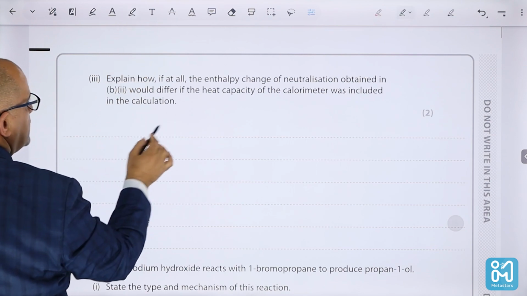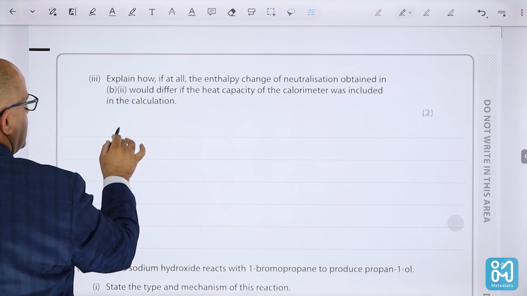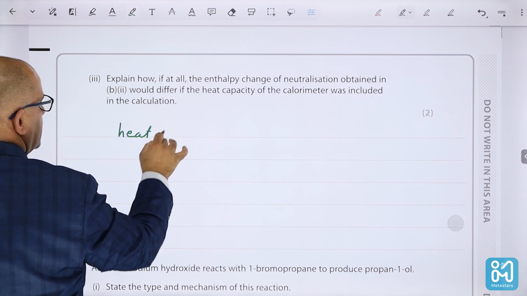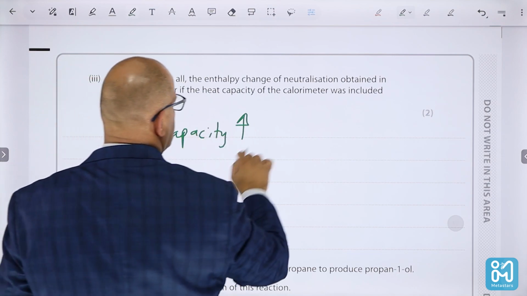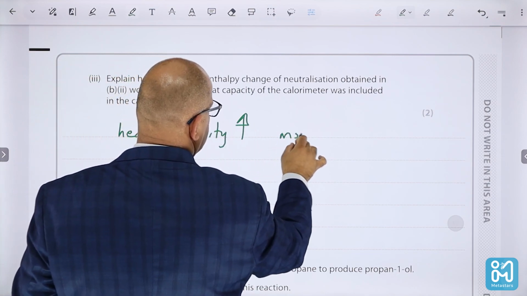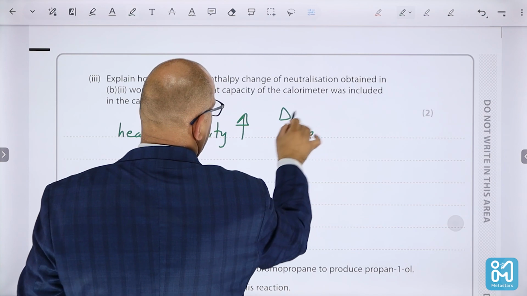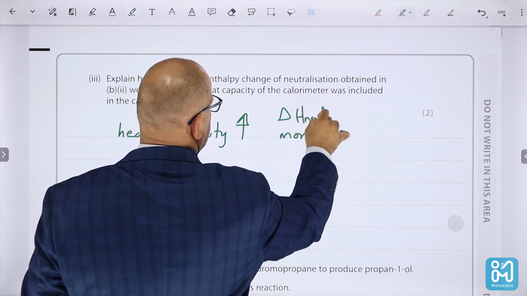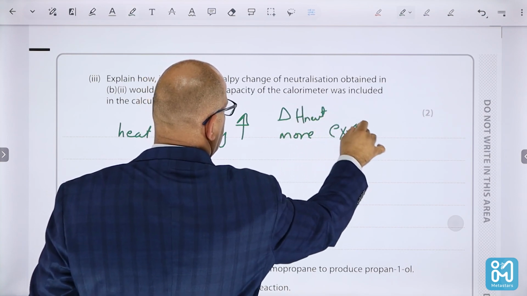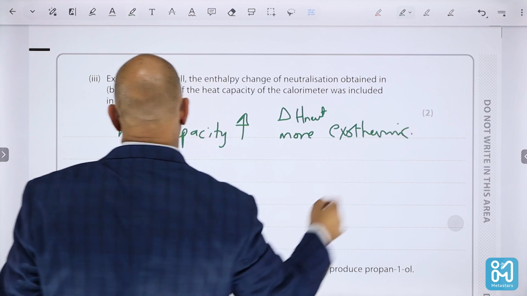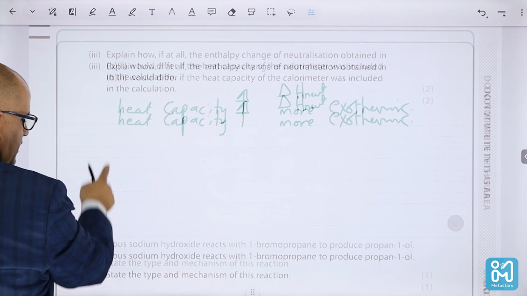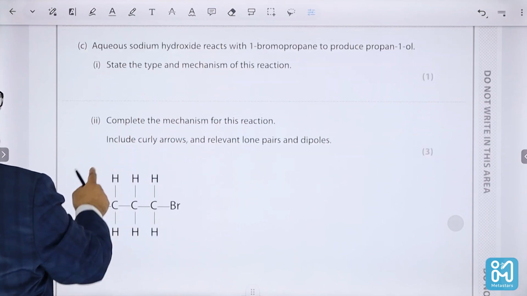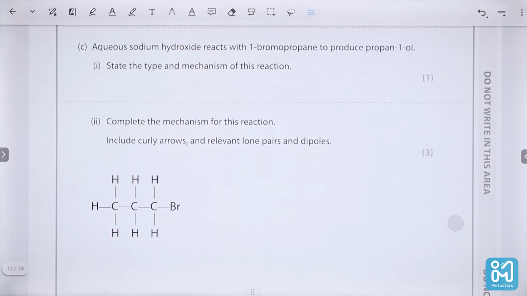If the heat capacity is greater, this means that it becomes more exothermic. The delta H of neutralization becomes more exothermic. This means that what we neglected in our calculation was re-added again, and this will elevate the exothermic process.